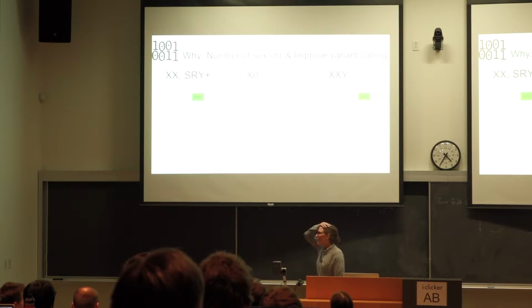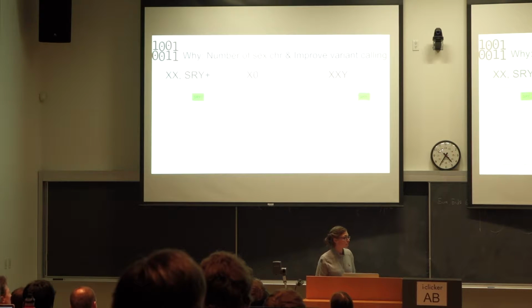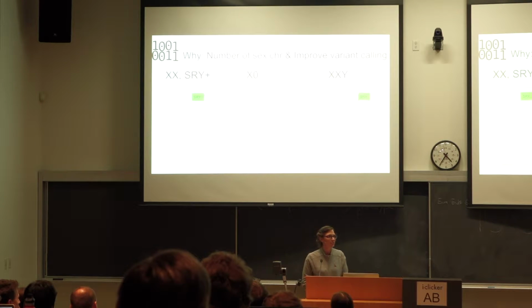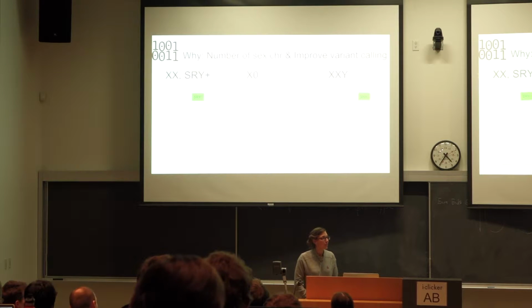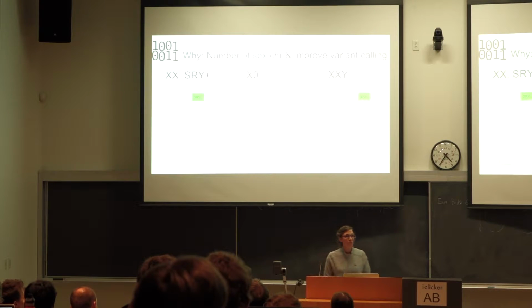Okay, so why did we want to do this? Trying to understand the number of sex chromosomes in your sample and improve variant calling. And you might wonder, why would you care about number of sex chromosomes? Well, there's multiple conditions that are actually really common in the human population. So for example, a single X chromosome is 1 in 2,500 live assigned female at birth. XXY is 1 in 500 live assigned male at birth. And sex chromosome copy number variations are about 1 in 400 individuals.